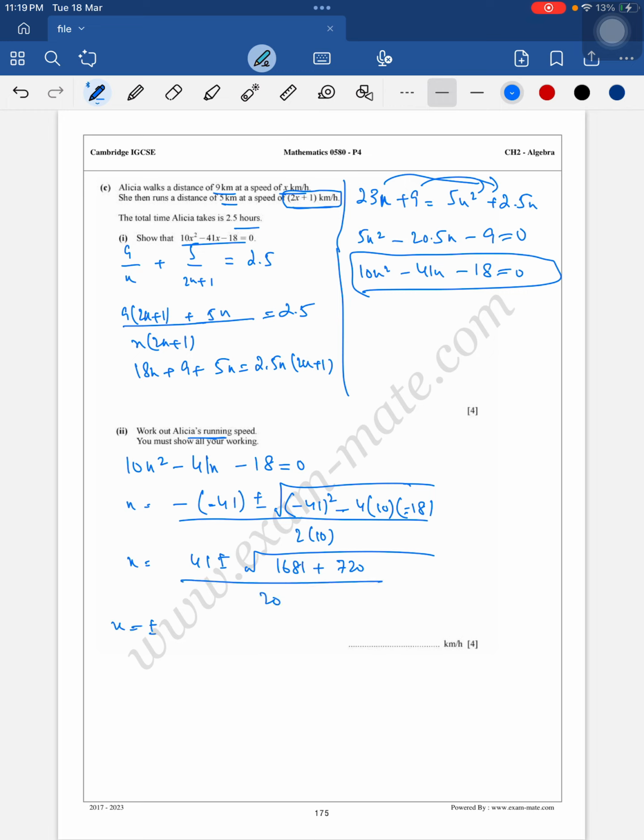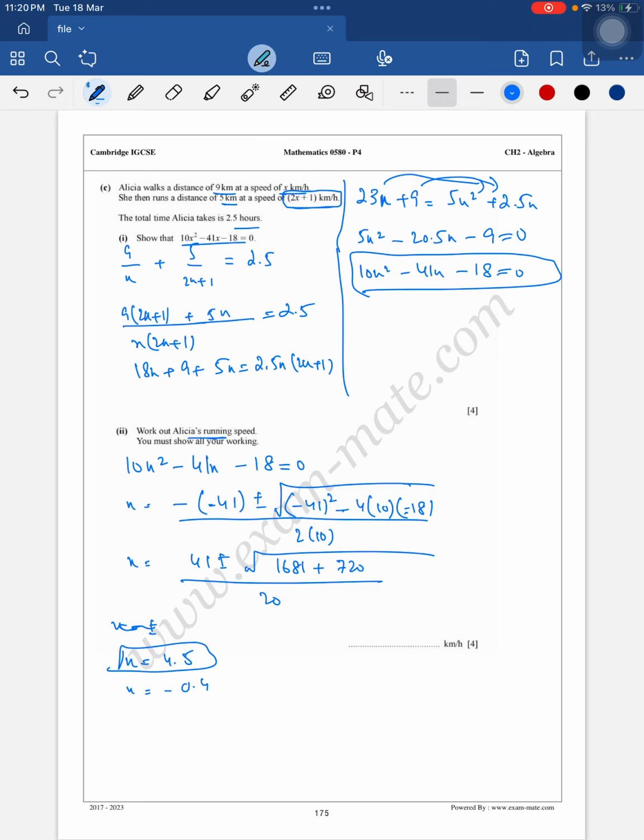So x is equal to 41 plus minus root of 1681 plus 720, divided by 20. I'm getting 4.5 for the plus sign, and if I take the negative portion, 41 minus root of 1681 plus 720, divided by 20, is minus 0.4. So taking the positive side, x is 4.5.